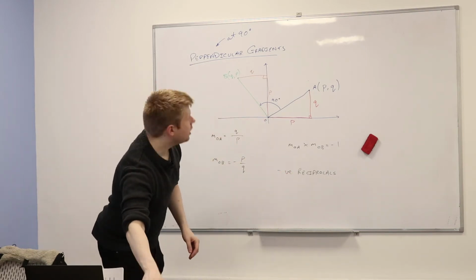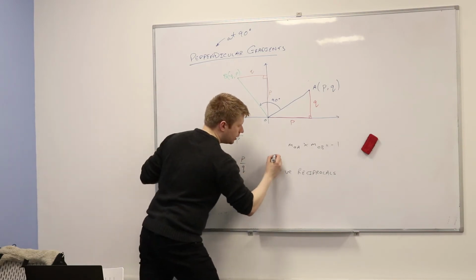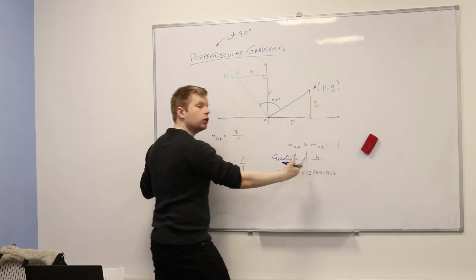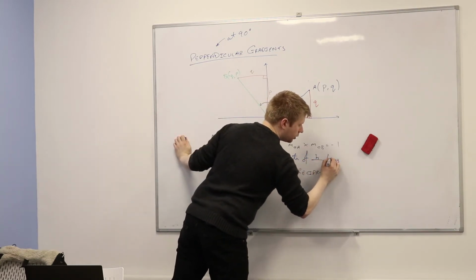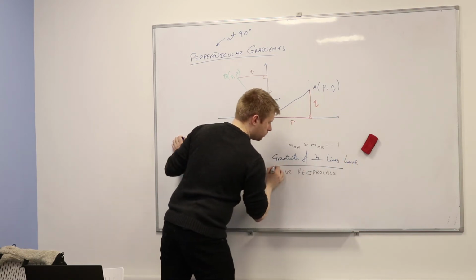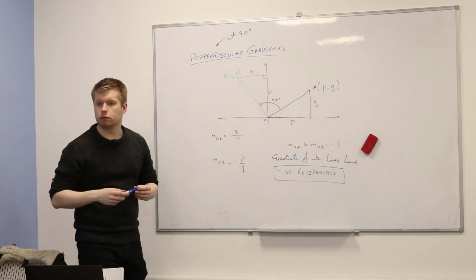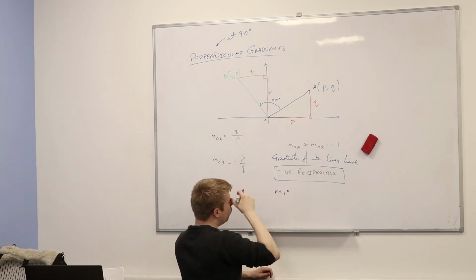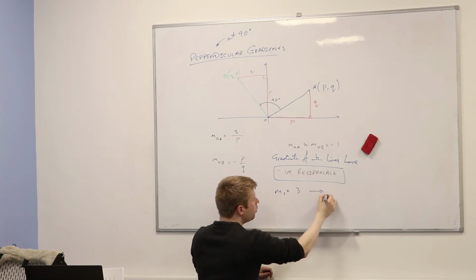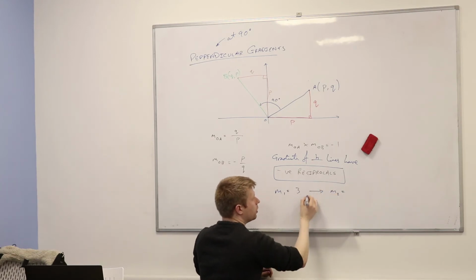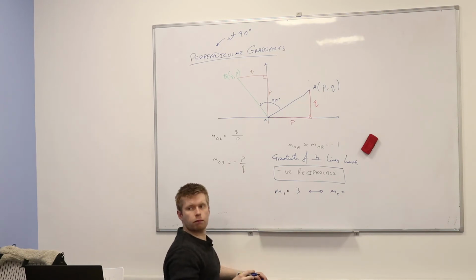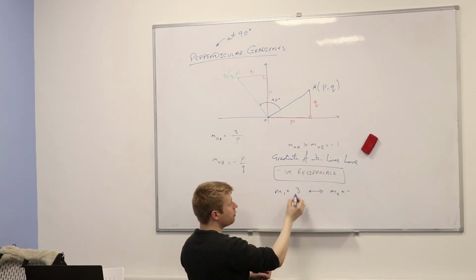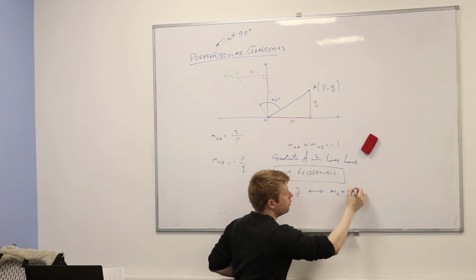So in other words, if I wanted to write this formally, gradients of perpendicular lines, I'm going to use that symbol for perpendicular, have negative reciprocal gradients. Do you see that? So if the gradient of a line was 3, what would the gradient of a line perpendicular to it be? It's going to be negative, and then I've got to flip the 3 upside down. Think of this as 3 over 1, so 1 over 3.